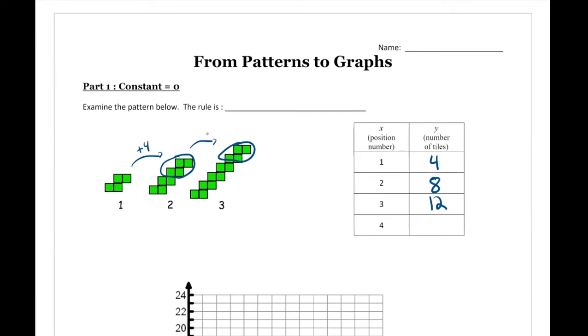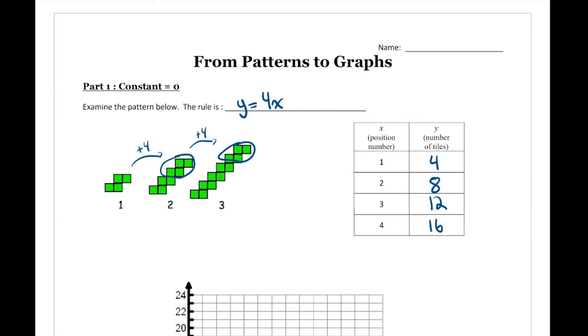We talked about in the last lesson that what we're increasing by every time is our multiplier. So my rule is going to be y equals 4x, y representing the number of tiles, and x representing the position number. If I continue that rule, at position 4, we would have 16.